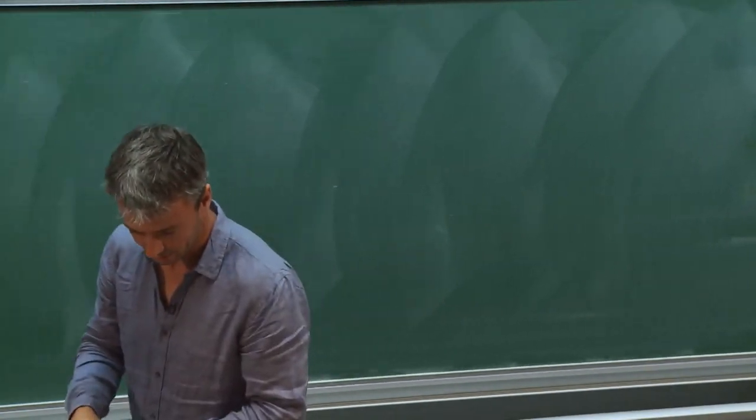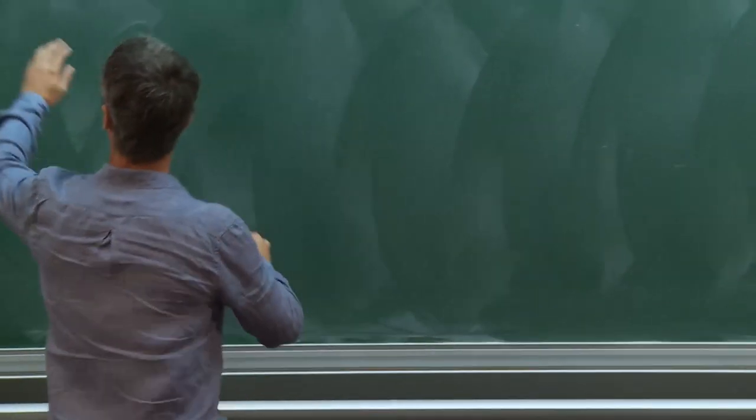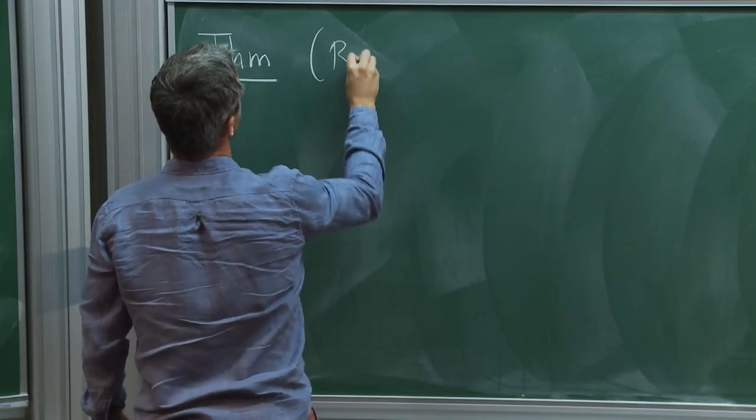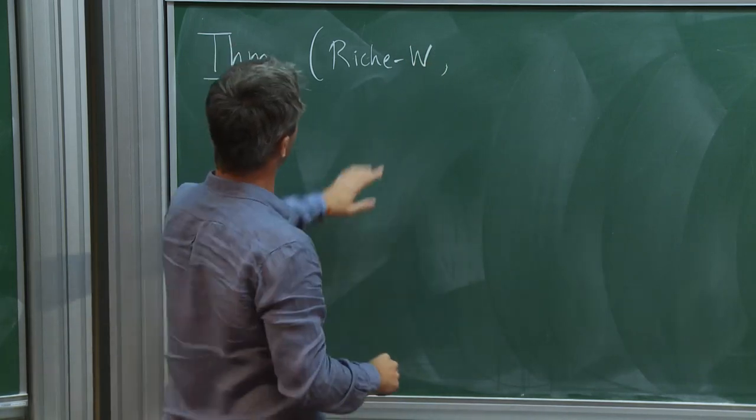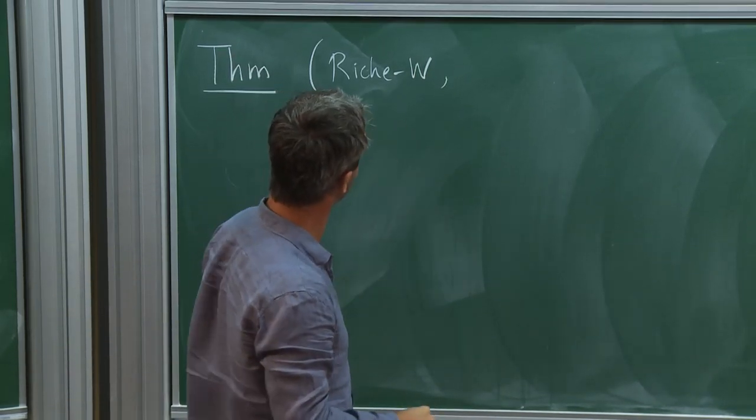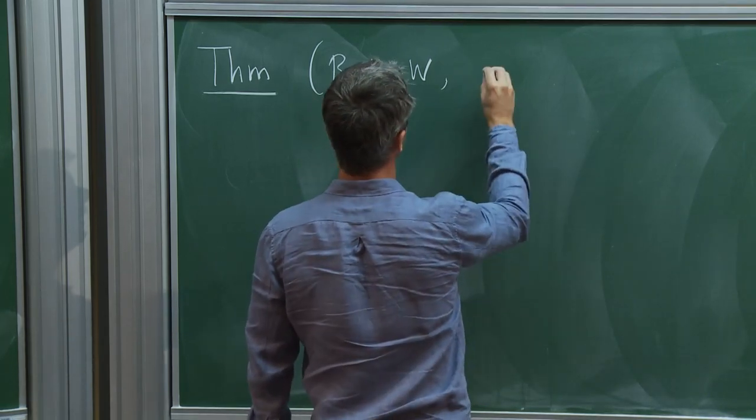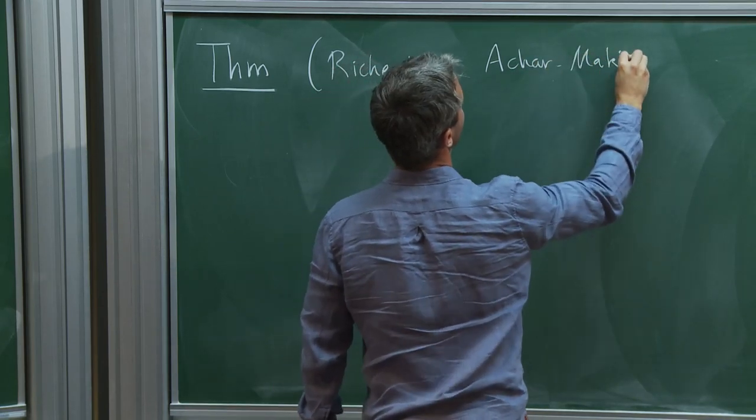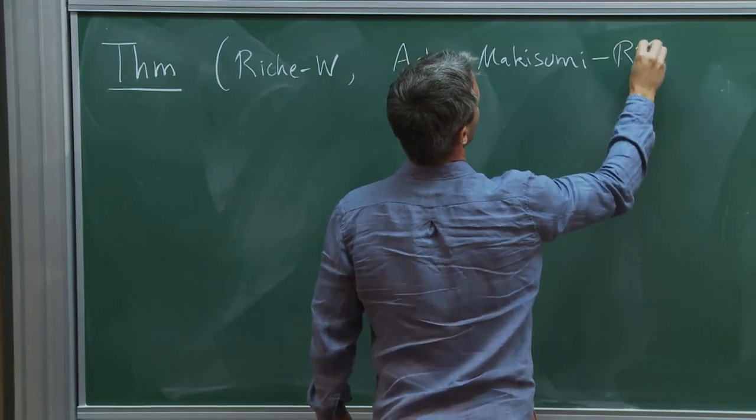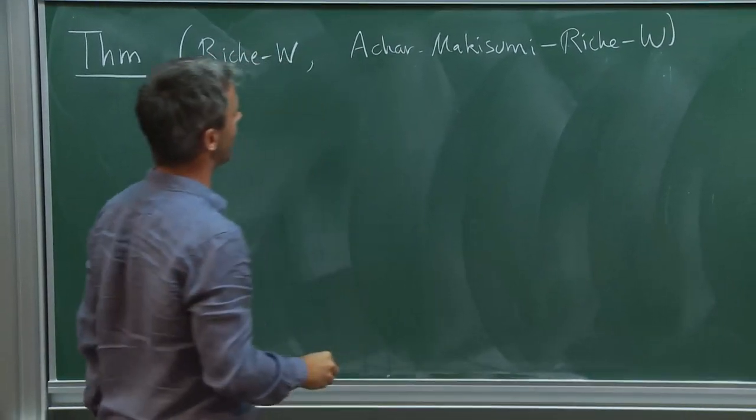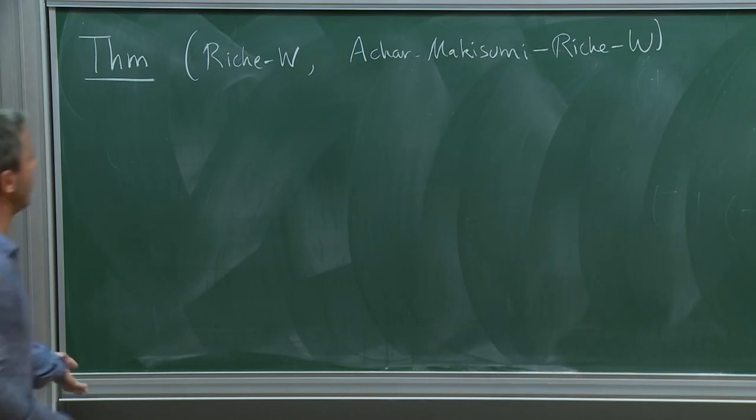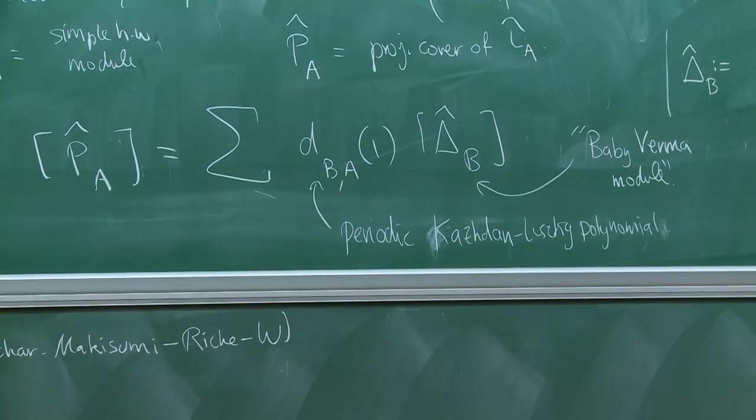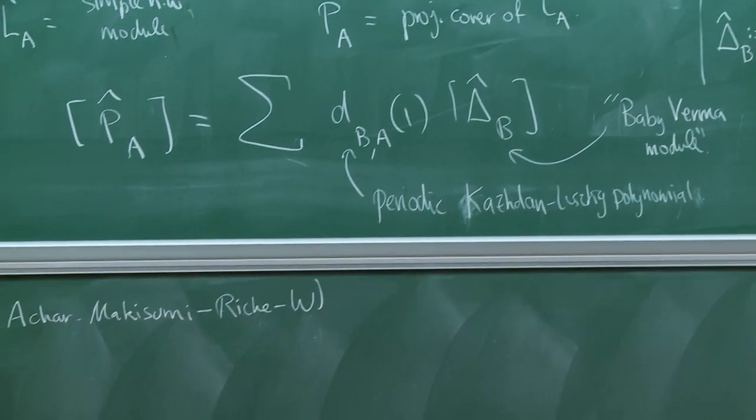Okay, so the theorem that I want to state today. This is a recent work with Simon Riche from Clermont-Ferrand, but it's based on a long project with Achar. Somehow all the work is done in this long project with Achar, Makisumi, and Riche. So the statement is that basically this formula holds, for all p bigger than 2h minus 2, I'll comment on this in a second.